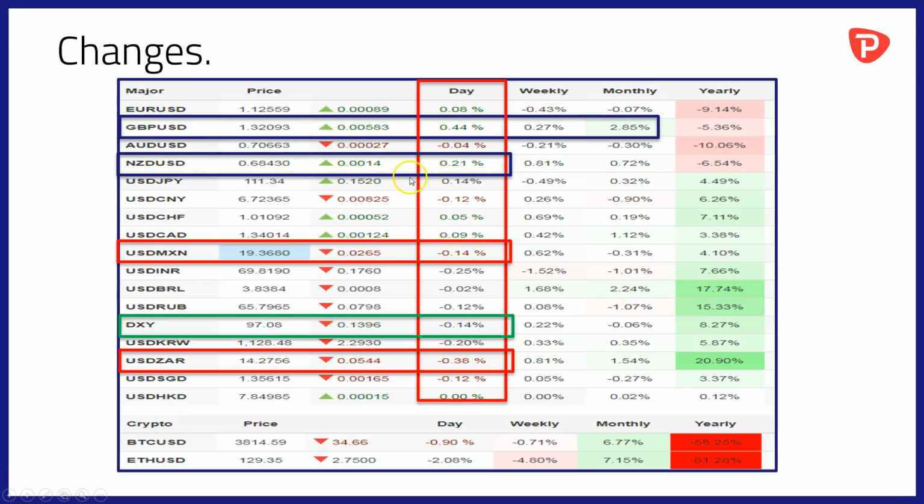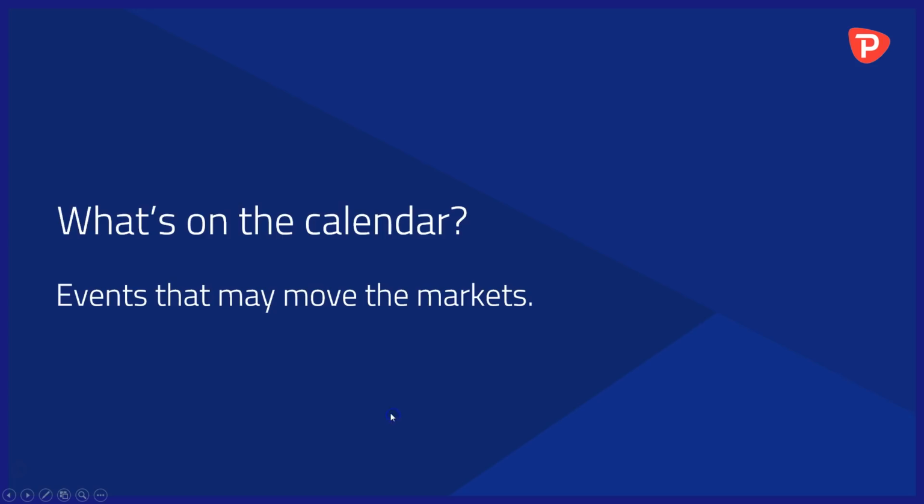We've also seen gains for the New Zealand dollar against the US dollar, the Kiwi taking 0.21% off of its US rival. The Mexican peso also been able to get on the front foot against the US dollar with gains of 0.14% overnight. The Rand, perhaps the best of the others, adding 0.38% to its recent gains against the US dollar. And the dollar index itself down on the session, down by 0.14% over the last 24 hours.